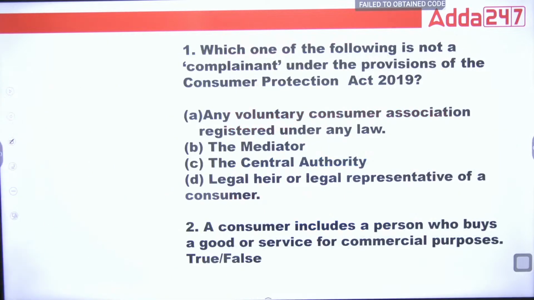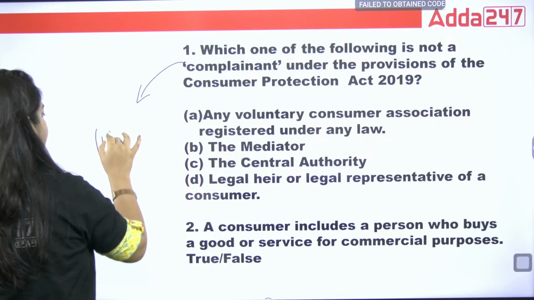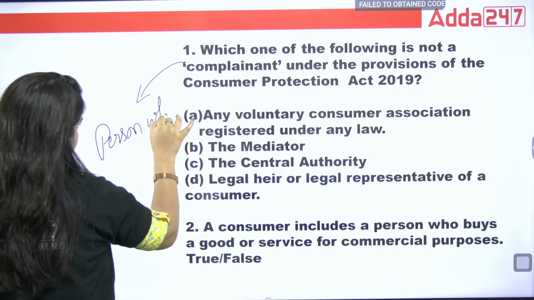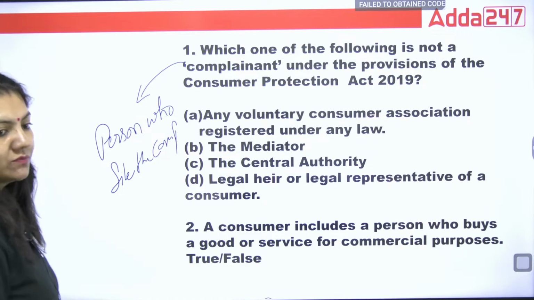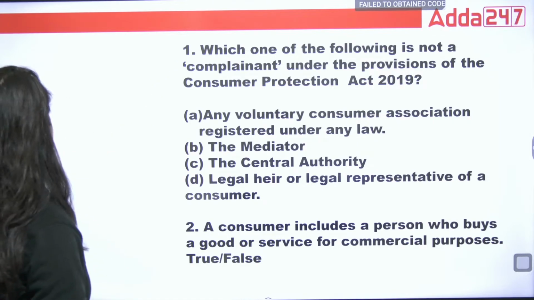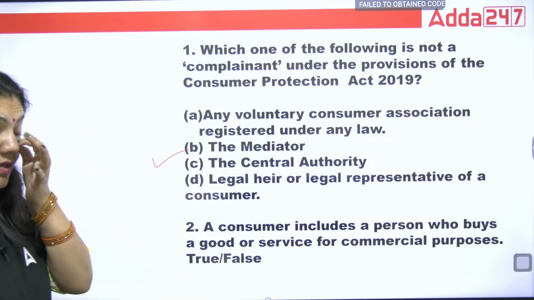Okay, now let's do the question. Which one of the following is not a complainant? Tell me, which is not the complainant under the provision of this Act? Any voluntary consumer association registered under this Act, mediator, central authority, legal heir and legal representative. Complainant means the person who filed the complaint. So under this question, the right answer will be mediator, because the mediator is the authority who will solve the dispute.